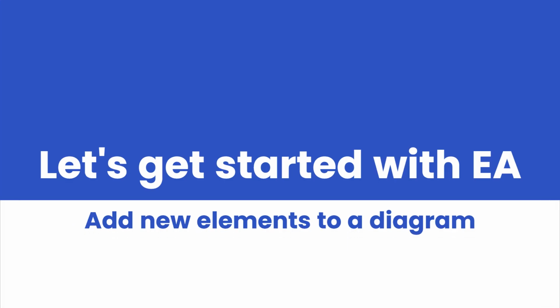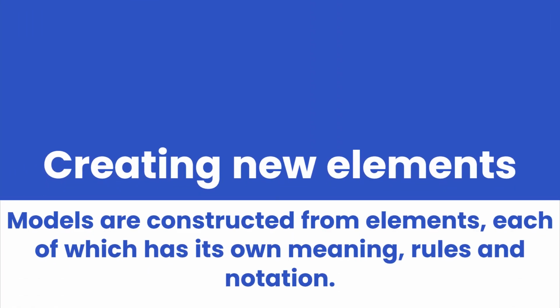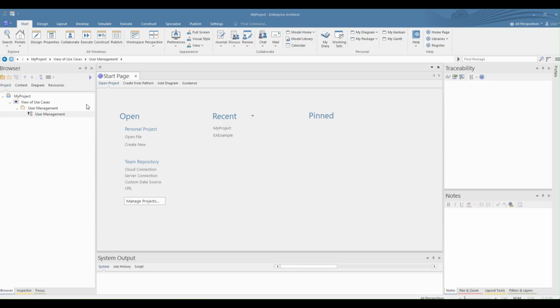Models are constructed from elements, each of which has its own meaning, rules, and notation. Generally, when you create a new element in your model, you want to use that element on a diagram. The simplest way to do this is to create the element directly on the diagram. Before adding elements to the diagram, make sure the diagram toolbox and properties window are visible. If this is not the case, make them visible as follows.